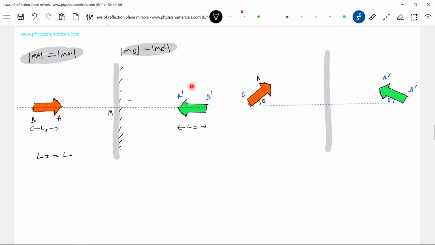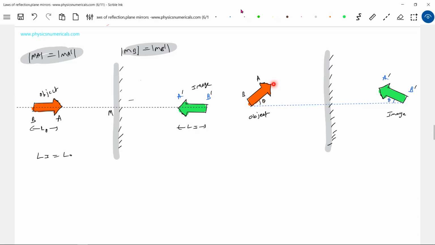There's an object, there's an image. Any reason for that? Because object distance equals image distance. So here also the conditions are the same. There's a real object, there's an image. The object is red color, the image is green color we are showing. And there's a plane mirror. This will be theta, this will be 2 theta.